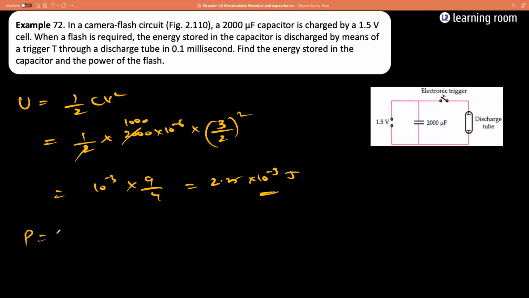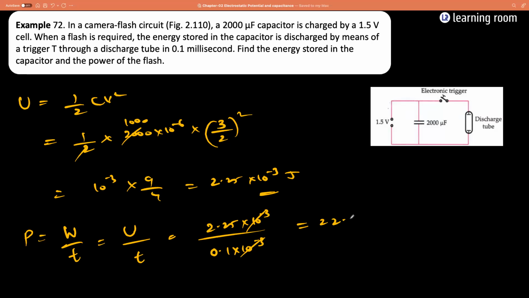Similarly, they are asking power. So how do you define power? Amount of work done per unit time. But here the work done will be stored in the form of potential energy per unit time. So what is the value of U? 2.25 into 10 power minus 3 divided by what is the time, guys? 0.1 millisecond, so 0.1 into 10 power minus 3. Cancel them. Answer will be 22.5 watt.